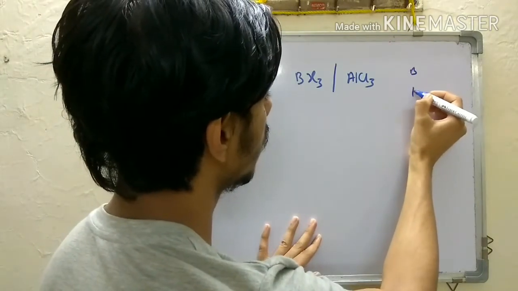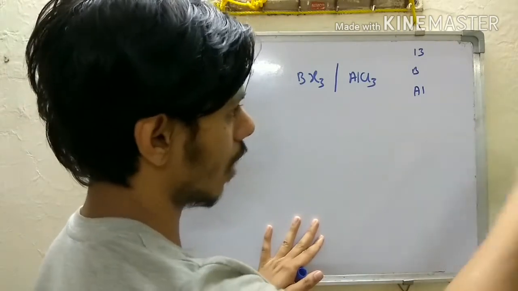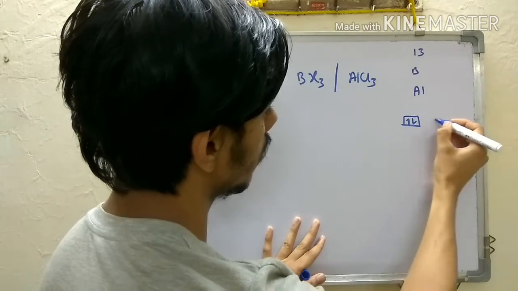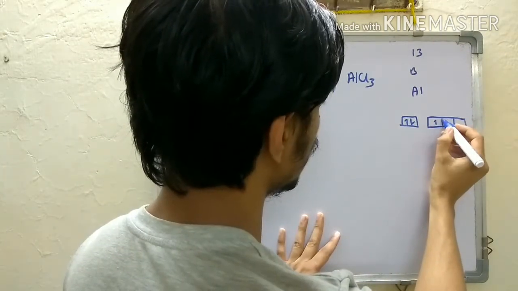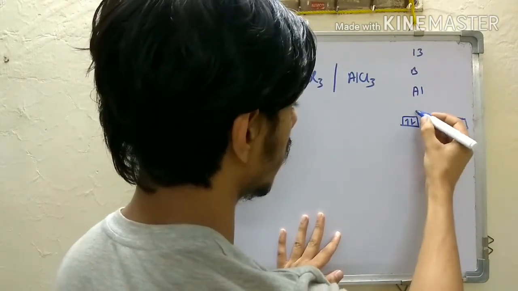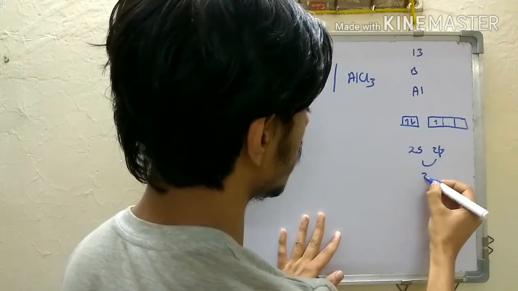Boron and aluminium both are from group 13, and their outermost orbital, the s orbital, has 2 electrons, and the p orbitals have only 1 electron. So these two orbitals are vacant, that is their outermost orbital, s and p, contains 3 electrons.